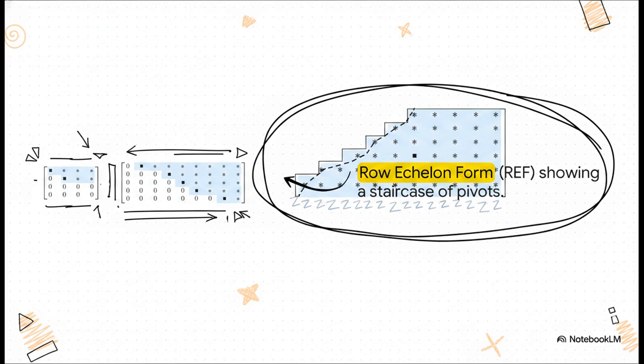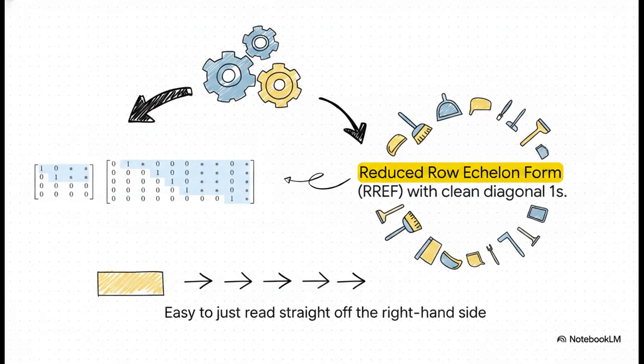It's starting to look a whole lot cleaner, right? But why stop there? Taking it one step further gives us reduced row echelon form, or RREF. Here, we've used our row operations to turn those staircase pivots into clean ones, and crucially, we zeroed out everything above them too. Once your matrix looks like this, the final solution is incredibly easy to literally just read straight off the right-hand side. It is the ultimate mathematical cleanup job.